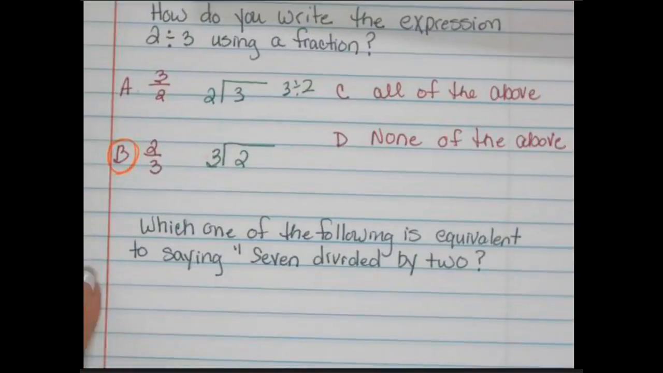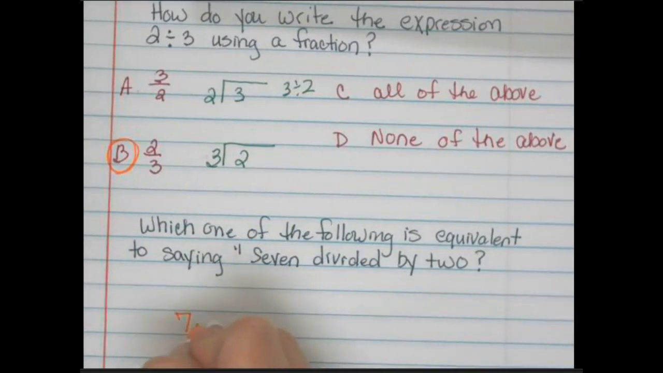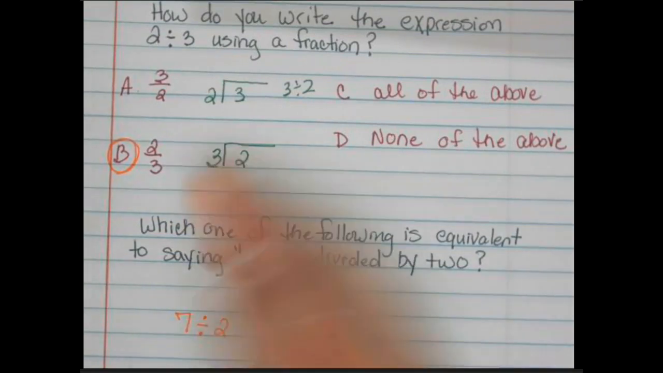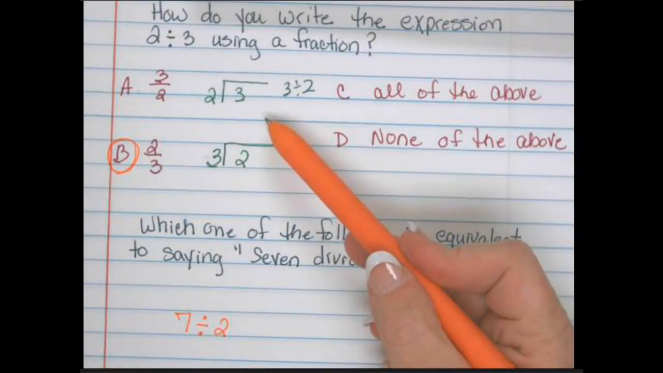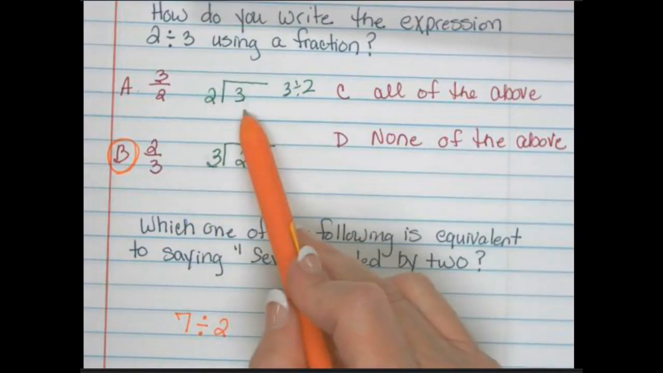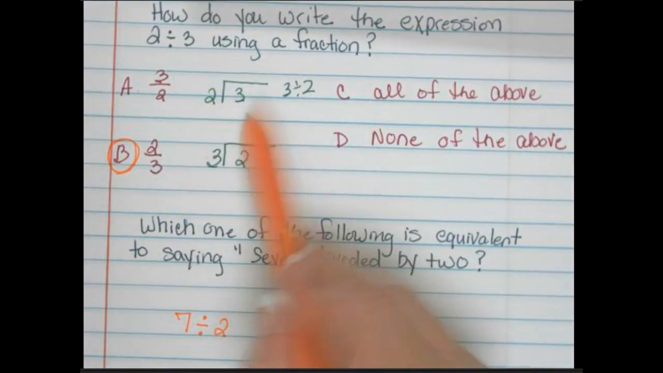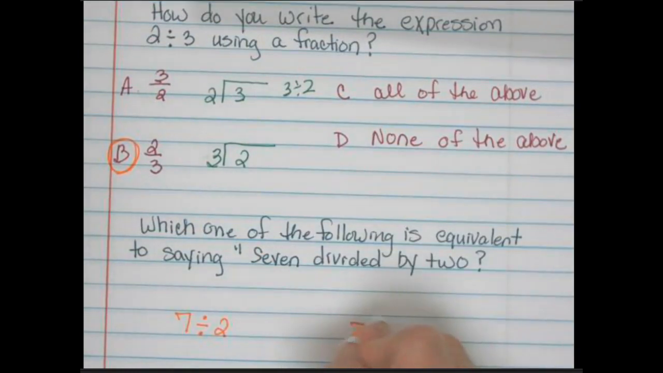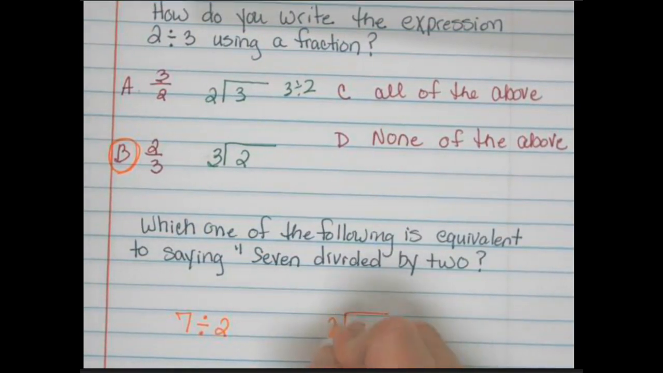So another question: which of the following is equivalent to saying 7 divided by 2? That is saying 7 divided by 2. But remember, up here, what number came first? The one that was in the house. So 7 will go on the inside, and 2 goes on the outside. This is 7, and we're dividing it by 2.